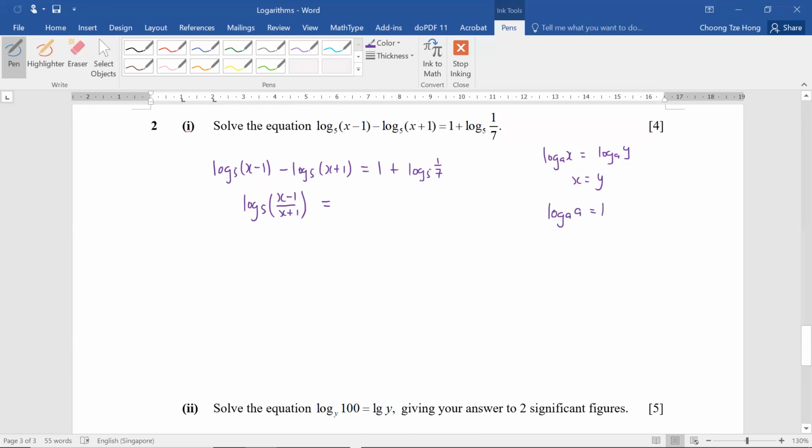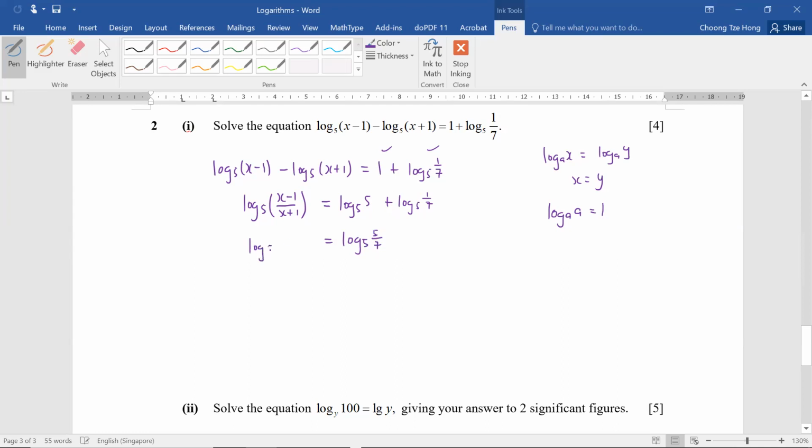Okay, so in this case, if I want to combine these two, we need both to be log base 5. So can I write 1 as log base 5 of 5? Nothing wrong with that, right? Then once we have both in base 5, we can combine them together. So it will become log base 5. It's a plus now, so it will be the product law: 5 times 1/7, you have 5/7 over here.